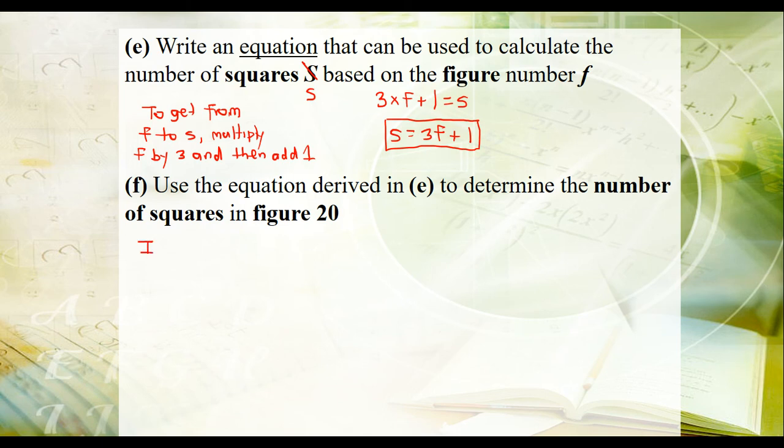Okay, so I'm going to evaluate the equation if F is equal to 20. My equation is S is equal to 3F plus 1. So this would be equal to 3, and in the place of F, we're going to replace it with figure number 20. So 3 times 20 plus 1. 3 times 20 is 60. So you'd have 60 plus 1 would be equal to 61. So in figure number 20, you would have 61 squares, okay?